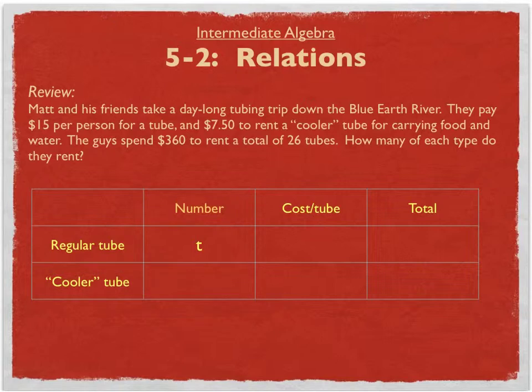First of all, let's just start with a little review on these type of chart problems again. As you can see, Matt and his friends are going to take a day-long tubing trip down the Blue Earth River. Pretty thrilling voyage, I'm sure. They pay $15 per person for a tube and $7.50 per tube to rent a cooler tube for carrying food and water. The total cost for all these guys is $360, and they have a total of 26 tubes. How many of each type do they rent?